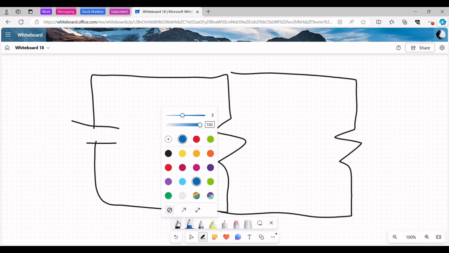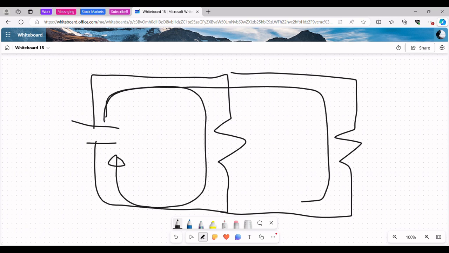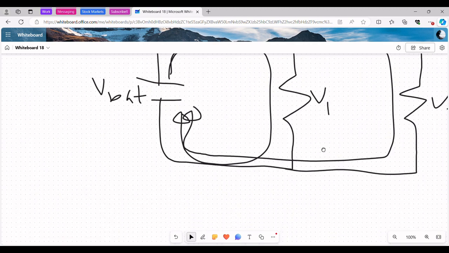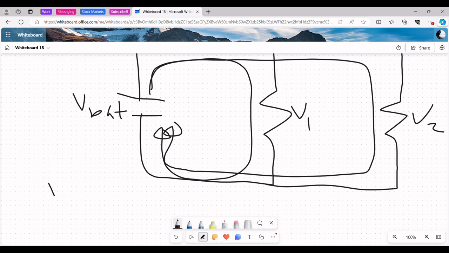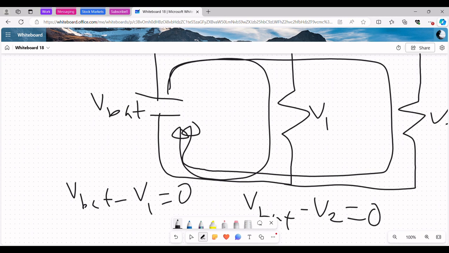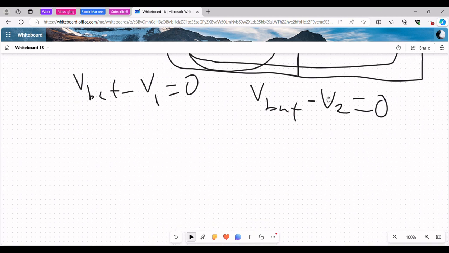Basically, the same thing doesn't apply because we have two loops. We have one loop this way, and we have another loop like this. So if we call this V1, V2, and we call this V battery, the voltage of the battery, then we have two different relationships. We have the voltage of the battery minus V1 has to equal 0, because that's one loop, and the voltage of the battery minus V2 also has to equal 0. Because the loop rule always applies to these loops. The sum of the voltages in a loop has to add up to 0.